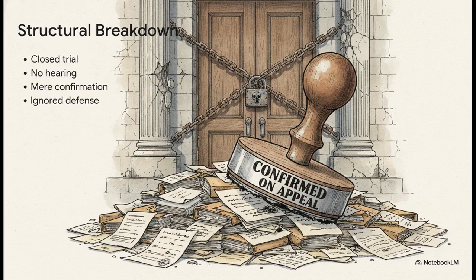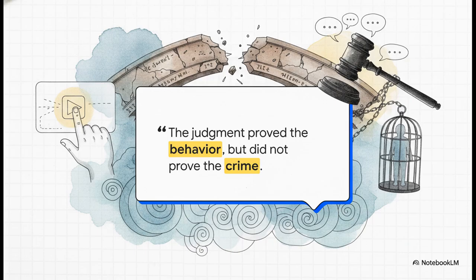So instead of acting as a review mechanism to catch all the logical and evidentiary errors we've been discussing, the AI concluded the second instance court acted merely as a confirmation mechanism. They basically just rubber-stamped the lower court's decision, completely leaving the defense's counterarguments unaddressed. One specific quote perfectly distills the AI's ultimate verdict on the texts. The judgment proved the behavior, but did not prove the crime.